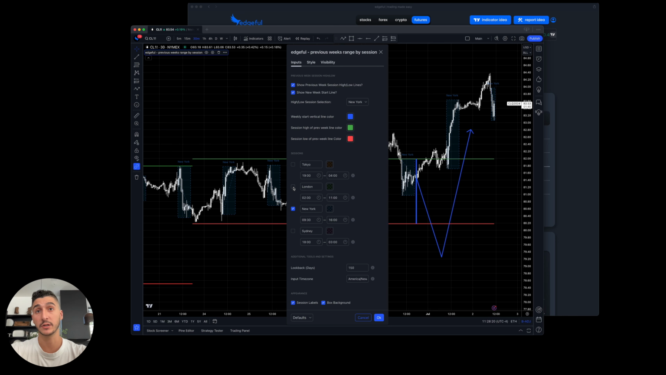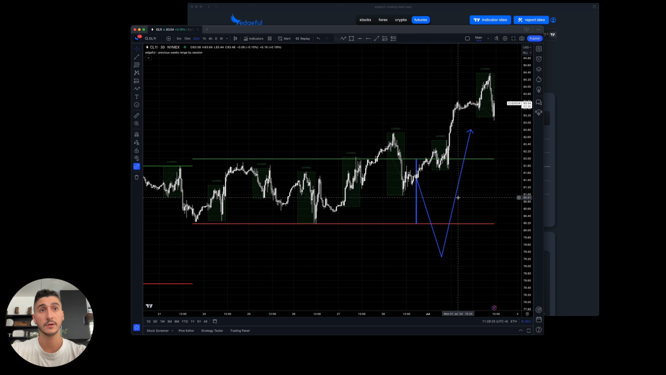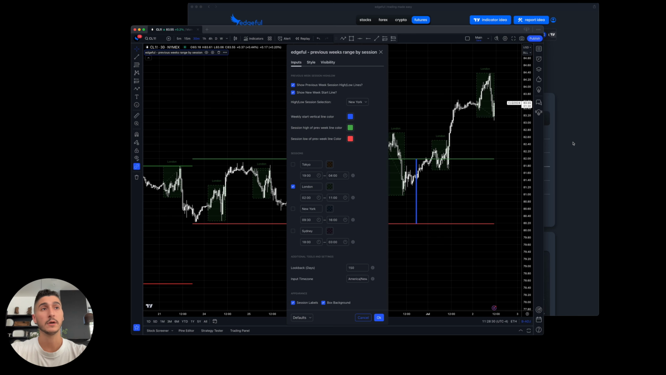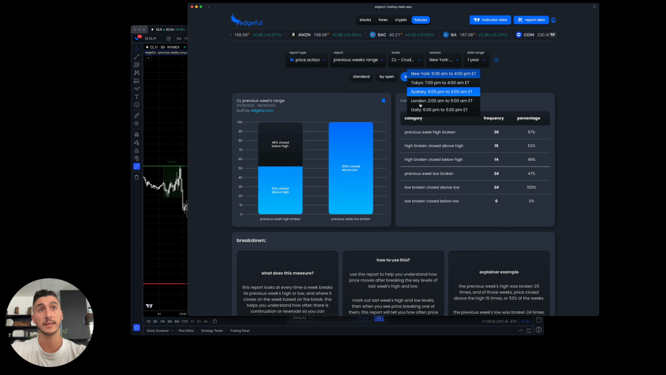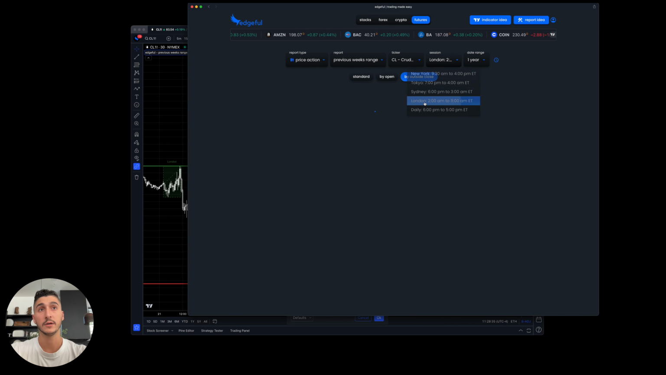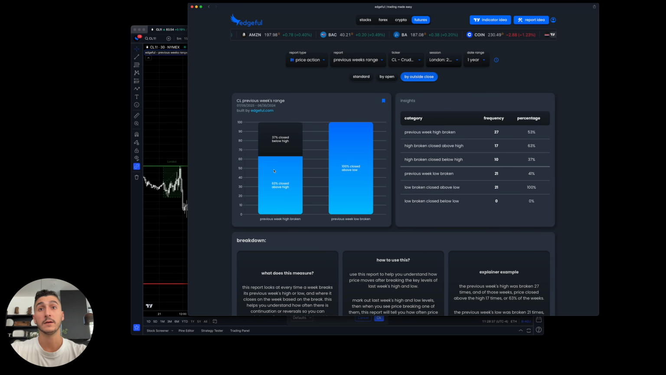If you want to change to London, for example, I'll switch to London there. So now you're going to see that this is going to change. And then let me just remove that. And then what you want to do here is make sure that you're looking at the London session here. So let's look at the data there. See, the edge here is a little bit higher for when we break the previous London high, then there is a more bullish chance that price is going to close above that high. Same thing goes for the previous week's low. This is a very strong indication. This is a very bullish indication. So this is something that you definitely want to look at and be paying attention to.